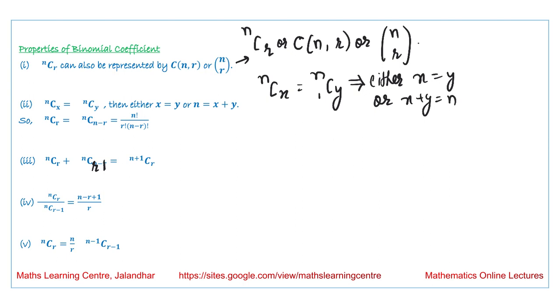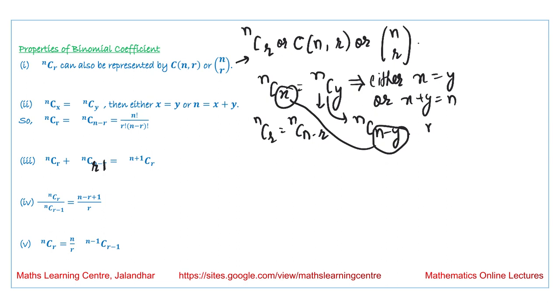Why? Because we can also write nCr is equal to nC(n minus r). It means we can write it as nC(n minus y). Now n minus y and x will be equal. So this implies that x plus y is equal to n.